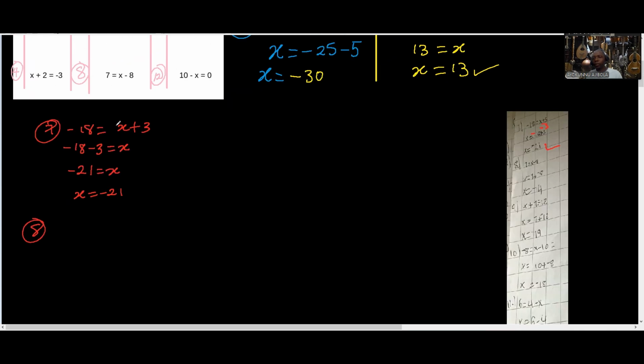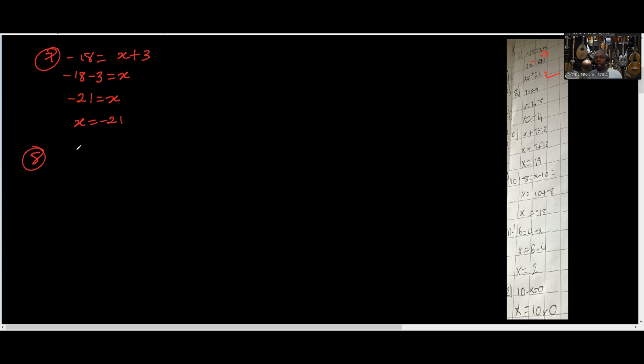That is 7 equal to x minus 8. That means a number minus 8 is 7. So the negative 8 is going to meet the 7. 7 is outside. Negative 8 becomes positive. Then x is left alone. And this is going to be 15. Okay? Is that clear? So x equal to 15, not 14.